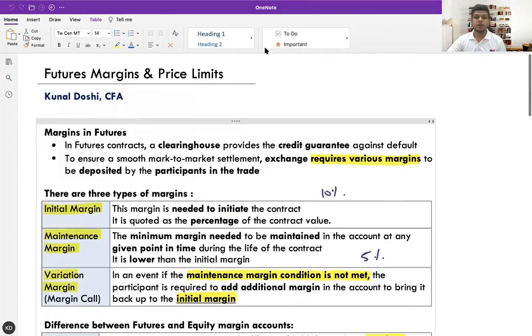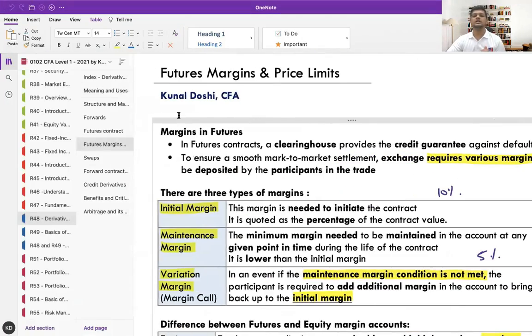Okay. So this is all about the futures. Now we will move to the swaps. Any doubts or anything about futures till this point? Nothing for now. Okay.